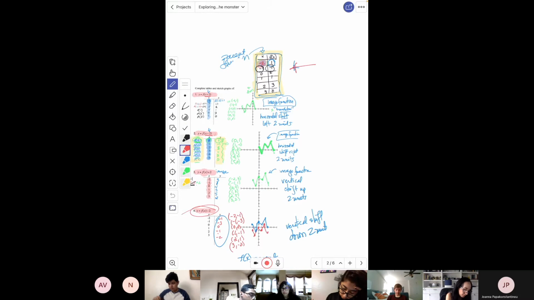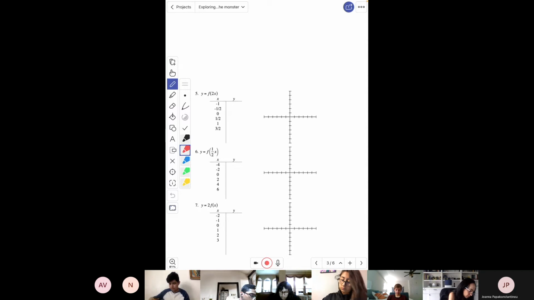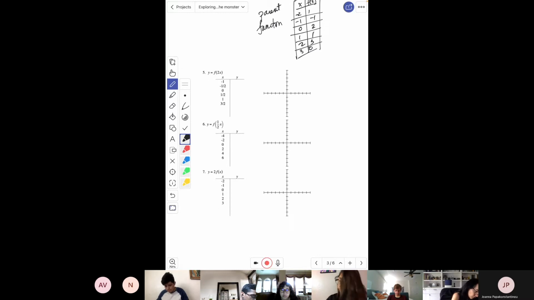Again, I'm going to take this parent function table and I'm going to write it off to the side so that we have that available to us. So let me write the parent function table of values so we know what we have. So we had, let me go back to my table: (-2, 1), (-1, -1), (0, 2), (1, 1), (2, 3), and (3, 0). So we're going to use those, and now we are going to try to recognize these transformations.